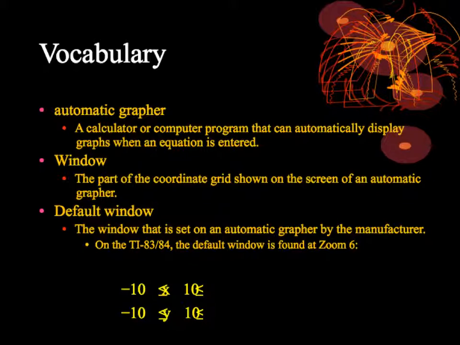The window is what you see on your graphing calculator, and there are some adjustments that we may need to make on our windows to be able to see these various different graphs. So it's the part of the coordinate grid shown on the screen of your graphing calculator. Now the default viewing window is the window that sets it up so that what you see there will go from -10 to +10 on the x-axis, and it will also go from -10 to +10 on the y-axis. And this is the window that's going to work for most of our graphs that we look at here in these lessons.